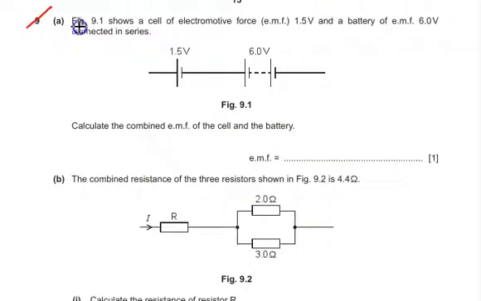Number 9. Figure 9.1 shows a cell of electromotive force 1.5 volt and a battery of EMF 6 volt connected in series. Calculate the combined EMF of the cell. Here all are in the same sign, so they can be added together to form 7.5 volt. Now we move on with the next one.